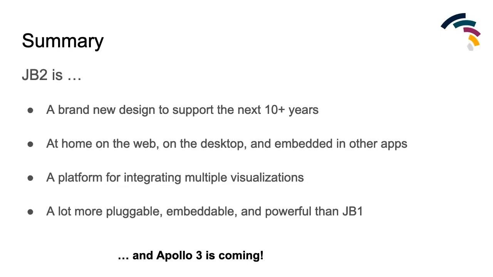So, in summary, JBrowse 2, brand new design, implemented with modern technologies, et cetera, et cetera. You can run it on the web, you can run it on the desktop, you can run it embedded in your own app, and you can integrate multiple visualizations, and it's just more of everything and more of stuff that wasn't there before. So it's more.